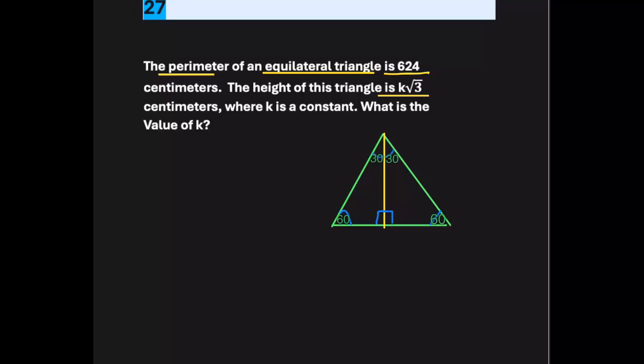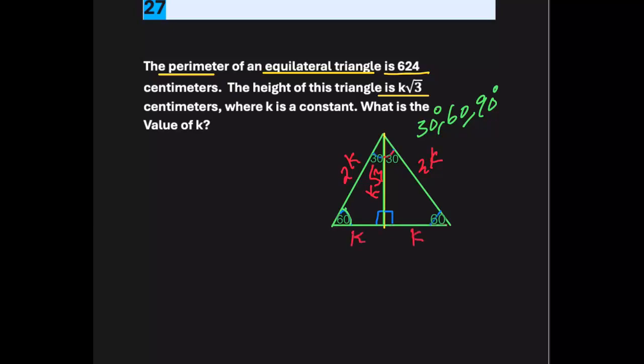Now we have 2 triangles. Each one is a 30, 60, 90 triangle. And a 30, 60, 90 triangle has a property. We have a 60-degree angle here. The side opposite of that, which is this side, on the right angle, is going to be k square root of 3. And the side opposite of the right angle is 2k. And this side is the same, which is going to be 2k. And the side opposite of the 30-degree angle is k, and this is k.